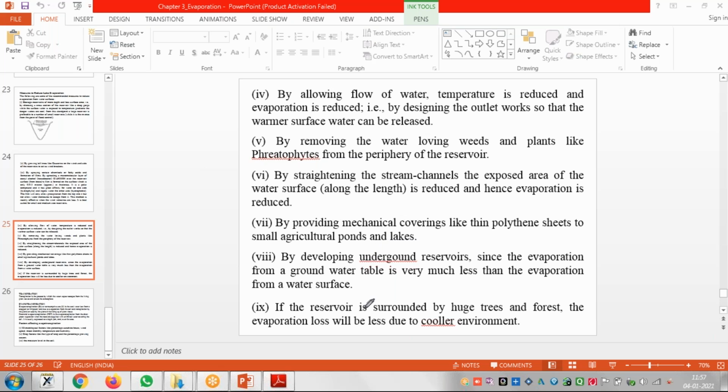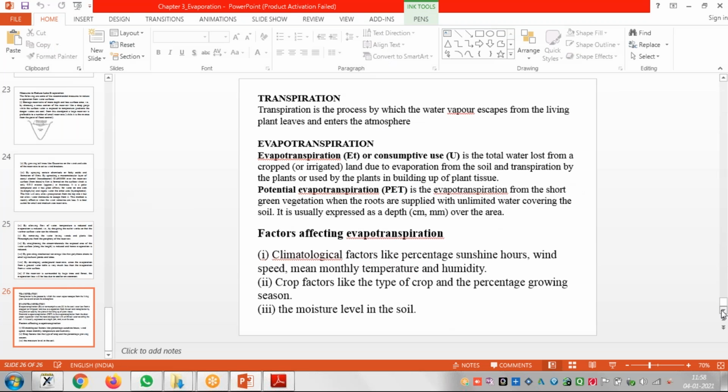Next is, if the reservoir is surrounded by huge trees or forest, the evaporation loss will be less, the same thing, because the temperature will be less. So these are some reasons we have discussed earlier, right? Now I stop here because I think it is already clear to you.